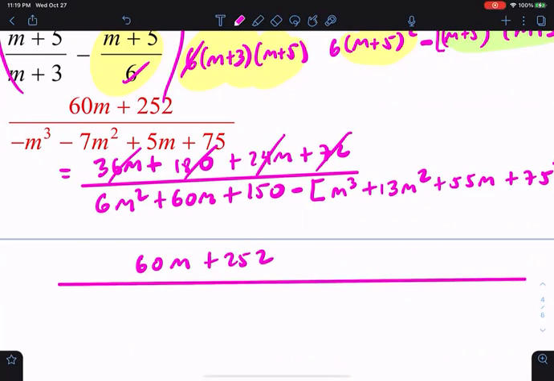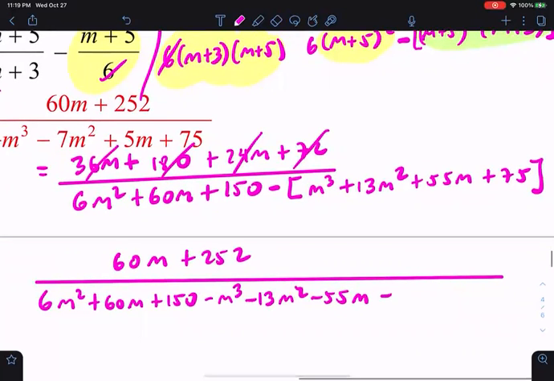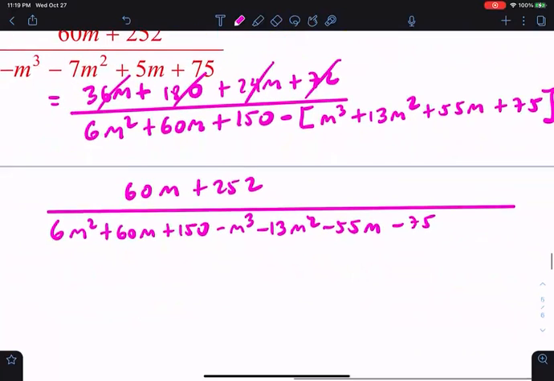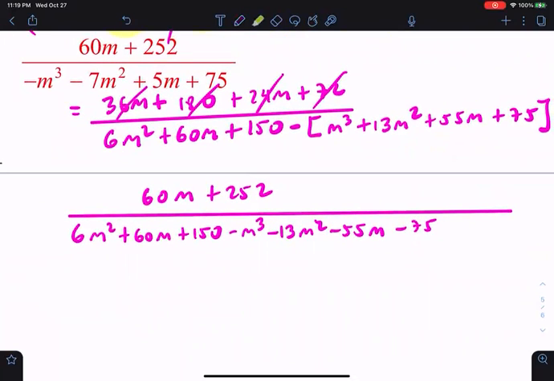The bottom, we need to simplify that further. So 6m squared plus 60m plus 150 minus m cubed minus 30m squared minus 55m minus 75. We need to simplify more. Okay, so the m cubed, there's only one. So this is negative m cubed. And what else? The m squared, how many m squares you have here? Only 2. So this is going to be 13. That's going to be negative 7 m squared.